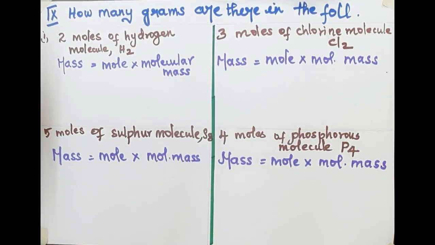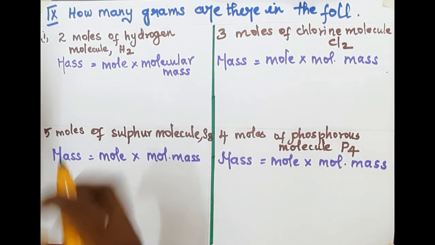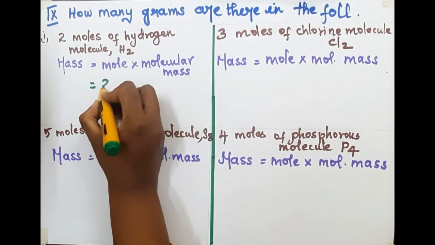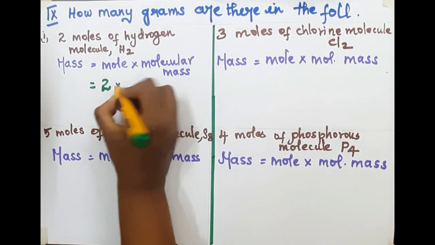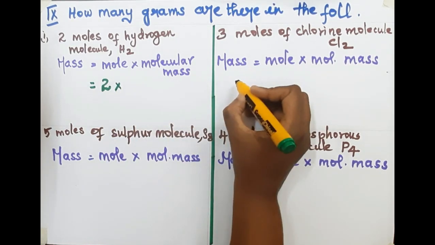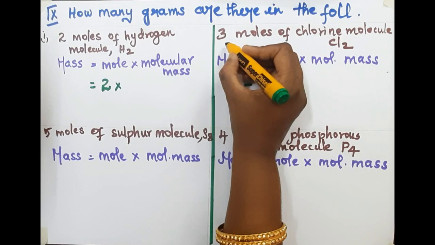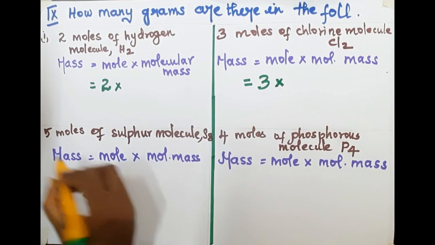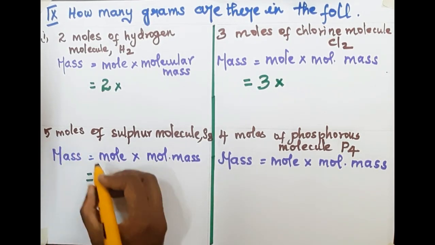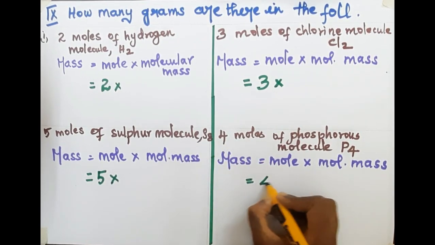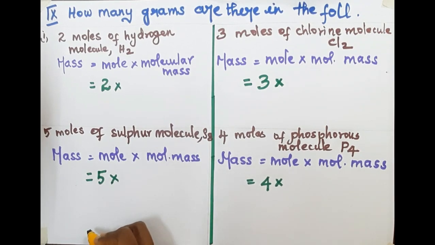Now we are going to substitute the values. Watch keenly, children. First you write the number of moles. What is the number of moles here? 2. So 2 into. Next, here, how many moles are there? It is 3. So 3 into. What about here? It is 5. So 5 into. What about here, children? It is 4. So 4 into.